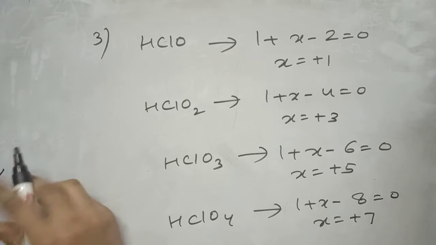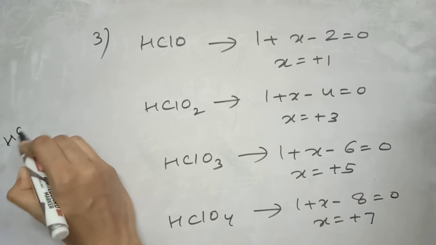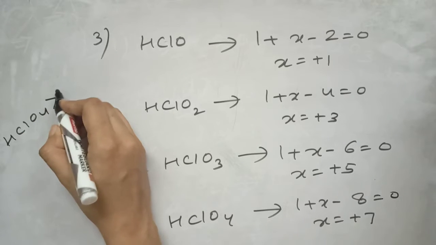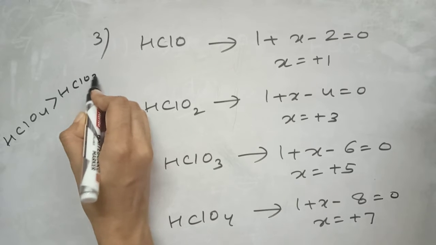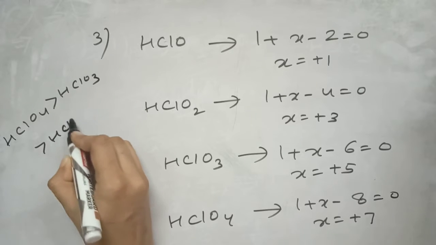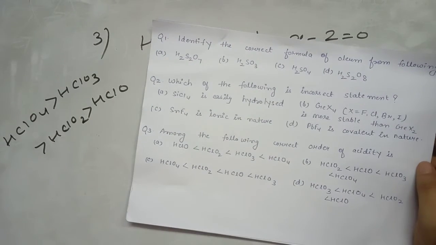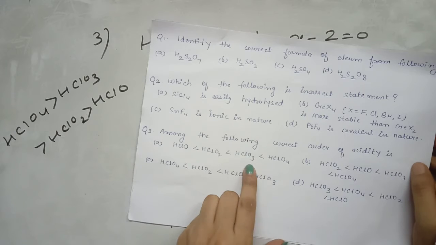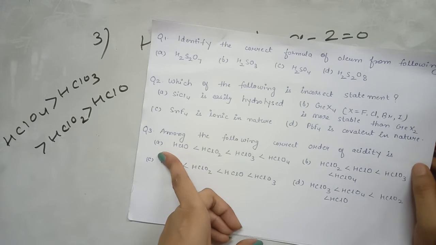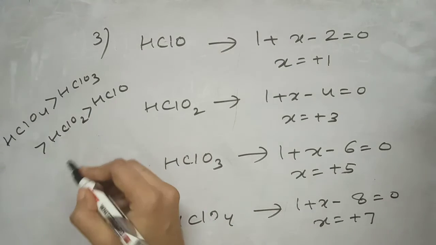So the one with highest acidity will be HClO4, followed by HClO3, HClO2, and the least will be of HClO. Okay, so this will be the order. So HClO4, then HClO3, HClO2, then HClO. So that means A is the correct option.